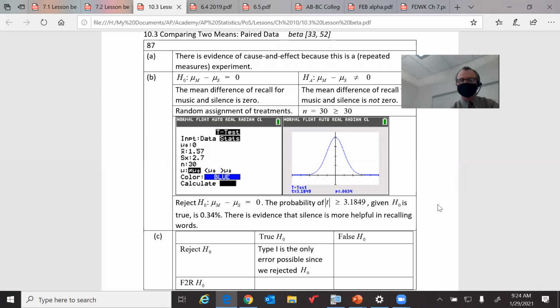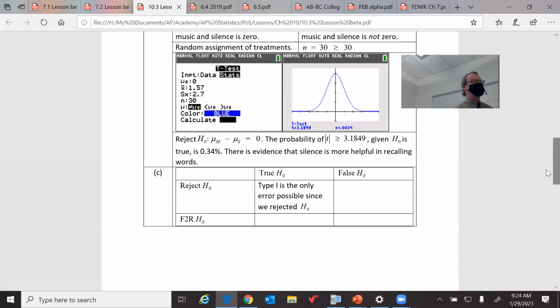Well, we rejected the null. What kind of error could we have made? If you reject, the only type of error you could possibly make is type 1. That's what F2R is about. Because F2R says if you fail to reject, you might have made a type 2 error. We didn't F2R. We rejected. The only type of error we could possibly have made is a type 1 error.